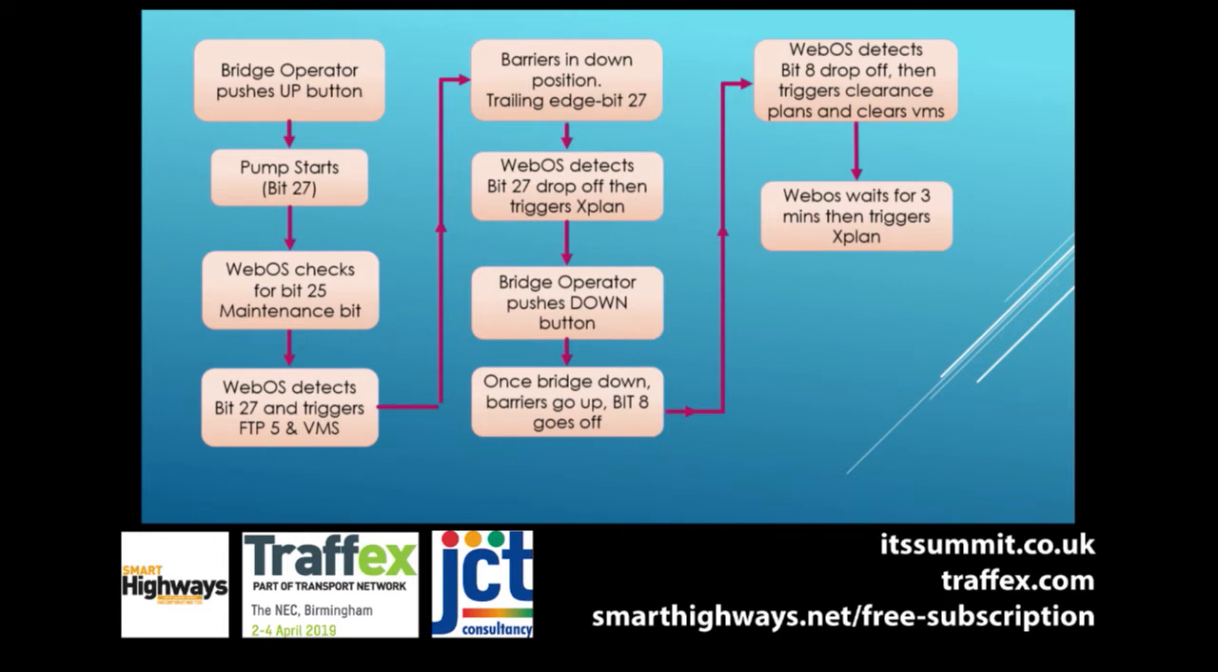The bridge operator then pushes the down button once the vessel's cleared. Once the bridge is down, the barriers go up, the wigwags go off, and then we lose bit 8. Once we've lost bit 8, WebOS detects that, and we run a clearance plan, which gives the main drag a chance to clear out. That has a fixed timer in WebOS of 3 minutes.